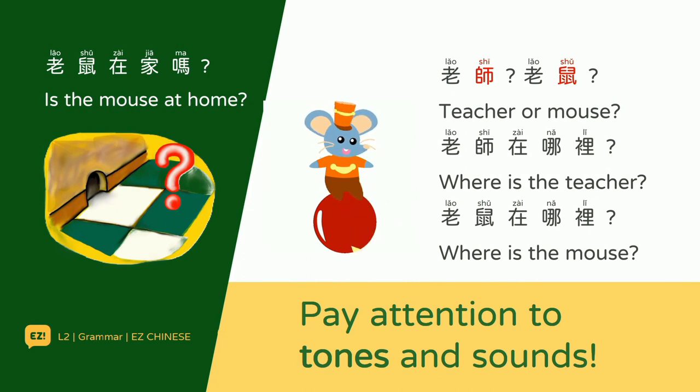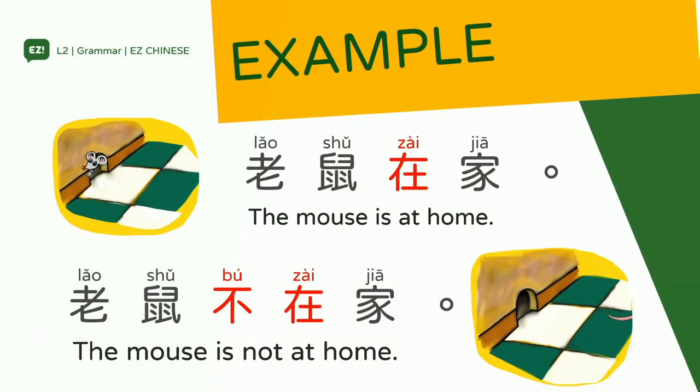老鼠在家吗? Is the mouse at home? 老师 Teacher 老鼠 Mouse. 老师在哪里? Where is the teacher? 老鼠在哪里? Where is the mouse? 老鼠在家。 The mouse is at home. 老鼠不在家。 The mouse is not at home.